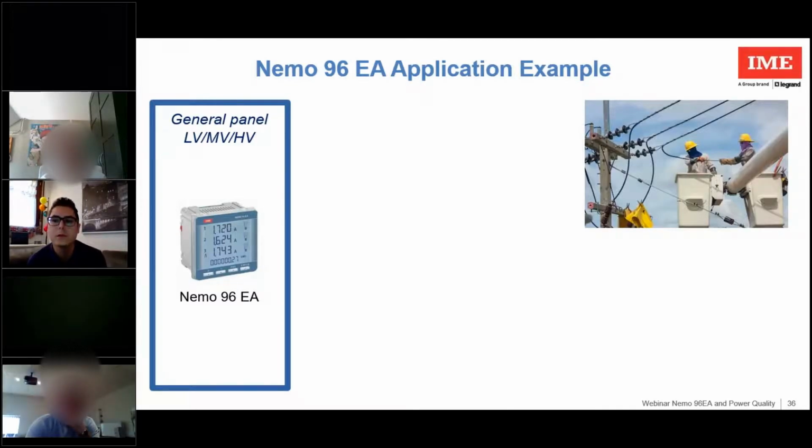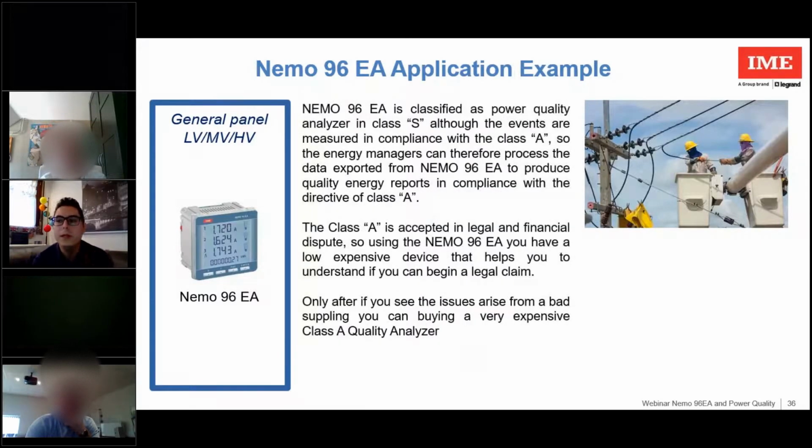Another tip is to use this in those systems where the utility could cause me problems. In fact, legal action can be taken against the utility if I prove that it is the fault of the utility through an extremely expensive Class A instrument. As I said, our instrument is Class S, but reports the same events as the Class A. This is to say that the Nemo 96EA is the first low-cost step to understand whose fault it is, my system or the utility, and then act or switch to a Class A instrument, as mentioned, much more expensive.